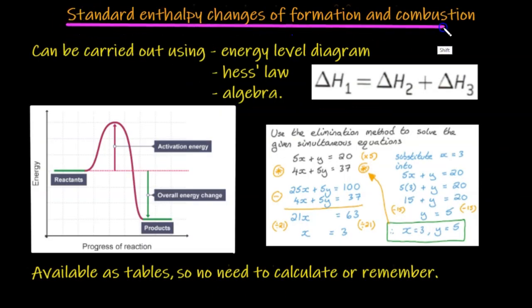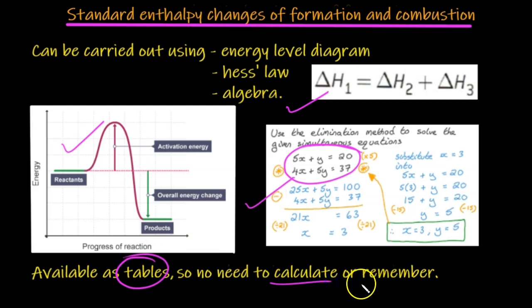So standard enthalpy change calculations can be carried out using energy level diagrams, Hess's law, or algebra, in this case simultaneous equations. So standard enthalpy changes of formation and combustion have been measured or deduced for many compounds and are available as tables, so there's no need to calculate or remember these values. They are very useful because as long as we know the values of change in heat of formation for the products and the reactants, we can calculate the change in heat for any reaction, even one which would be difficult or impossible to measure.